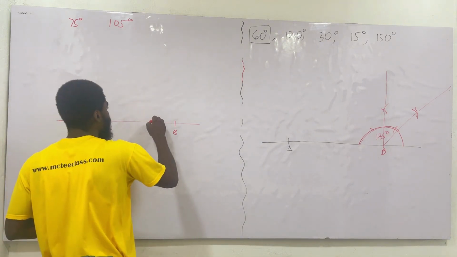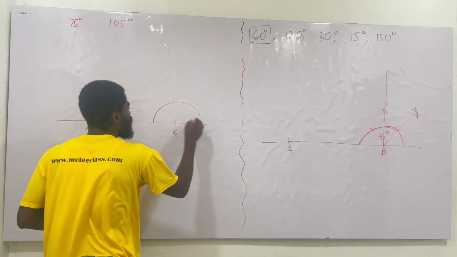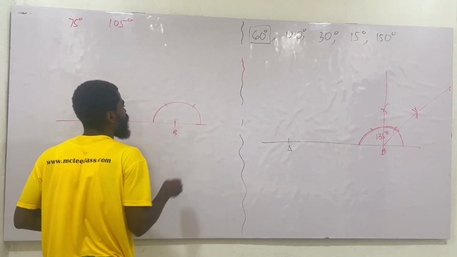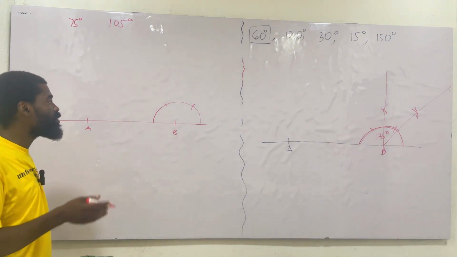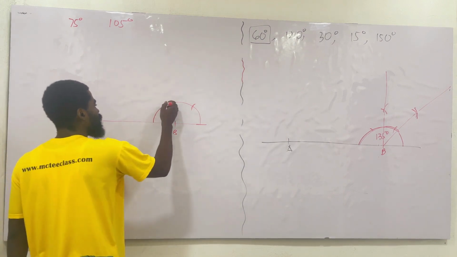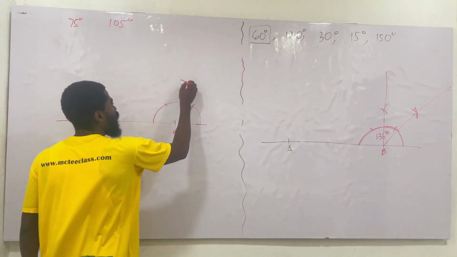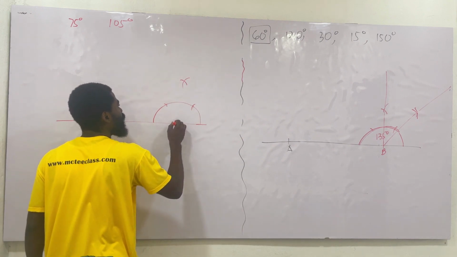So for 75 degrees, let's say I have this. Once again, I have this and that. You know that when I add 15 to 60, I'll get 75, or I subtract 15 from 90, I'll get 75. So let me construct my 90 from here. I get this.